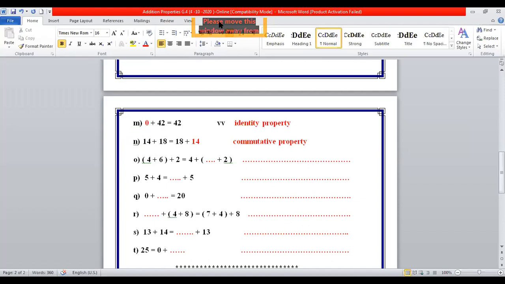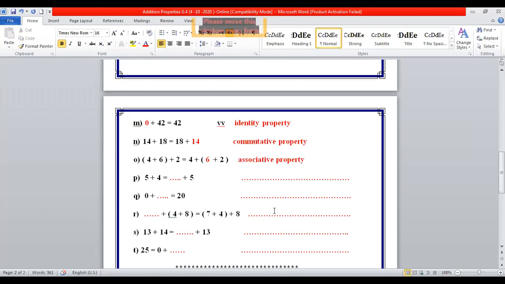Okay. O. Reem. Yes, Reem. 4 plus 6 plus 2 equals 4 plus 6 plus 2. The missing number is 6. What is the name of this property? Associative. Yes, associative property.